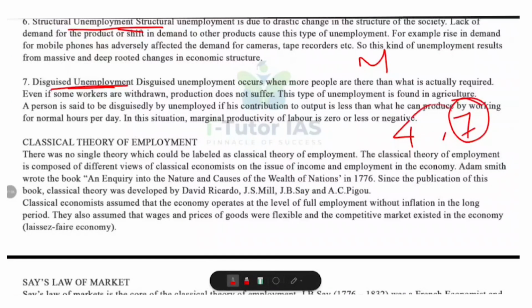That means the extra 3, 7 minus 4, that is the extra 3, are disguisedly unemployed. That means even without them, the same efficiency of output will be given. So in such cases, the marginal productivity of labor is 0 or even negative. Marginal productivity means 7 minus 4, that means 3. So it is 0 or negative.